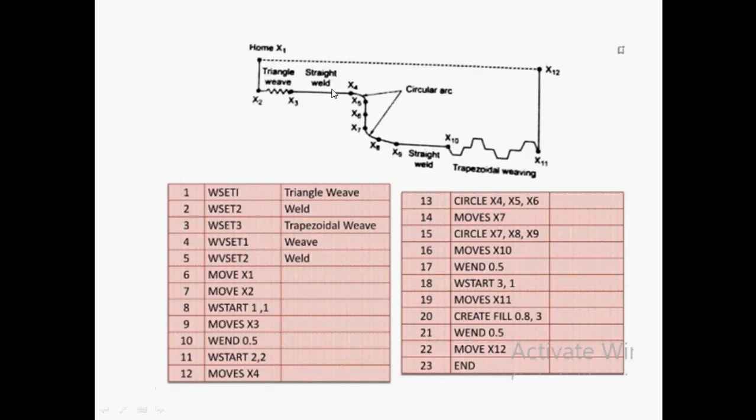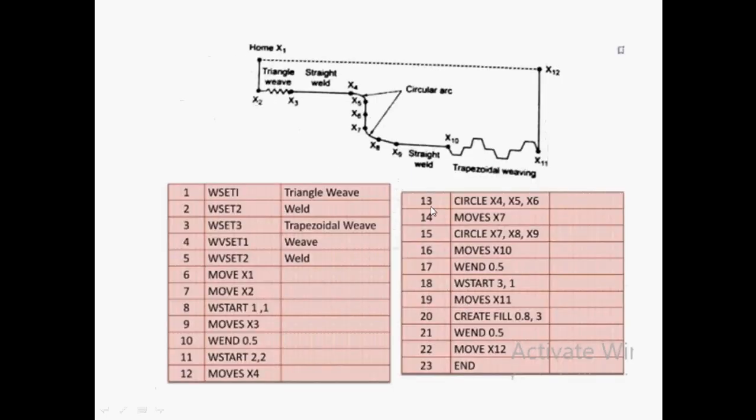Then again, the presence of x4, x5, x6, there is a circular path, so it is already mentioned, that is circular interpolation. That is why x4 x5 x6, so this is the path for the circular arc, so we only write the circle. The next goes to the straight line in x7, that is x6 to x7 moves x7, and then again we are having a circular arc, that is from x7 x8 x9. So again we can write circle x7 x8 x9.